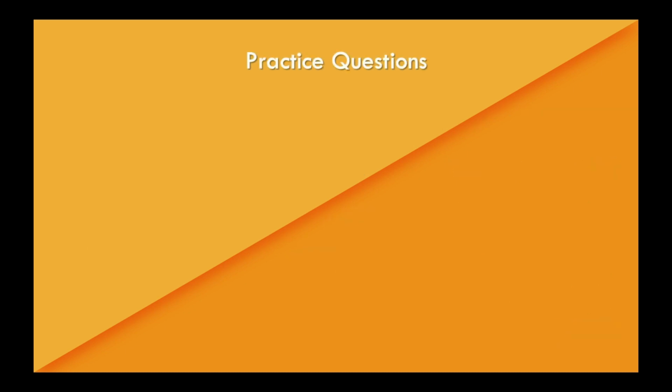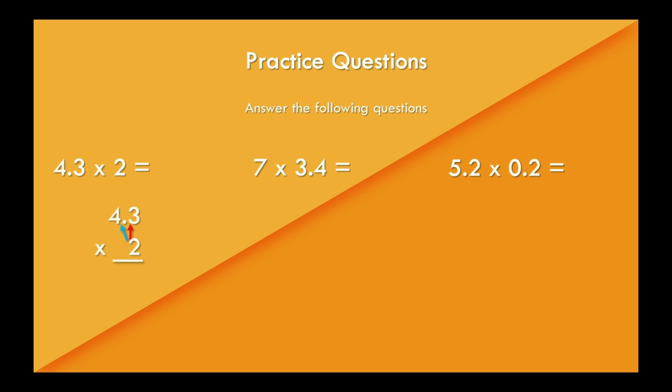Now this video has gone on long enough. Let's finish off these last few practice questions and move on. For the first question, we can see that our answer should only have one decimal place because there is one decimal place in the question, which is the 3. So we multiply as normal, getting 86, and then place the decimal point between 8 and 6, allowing 6 to be our one decimal place.